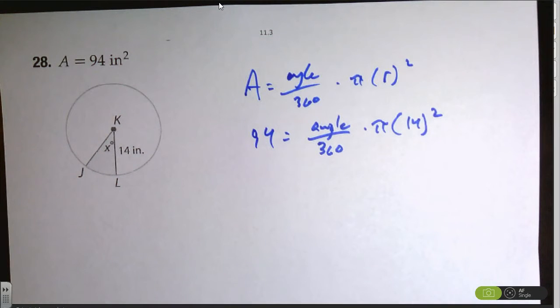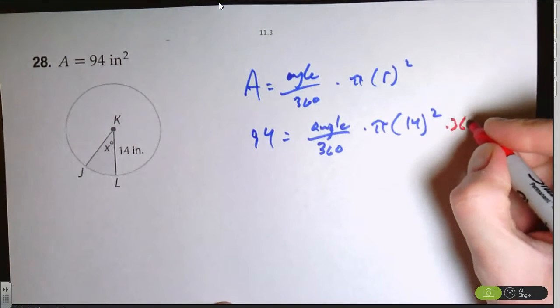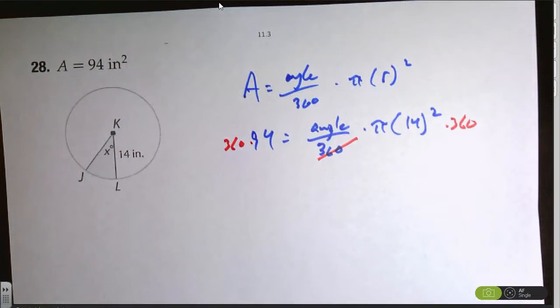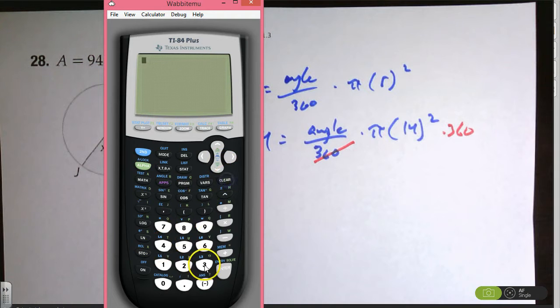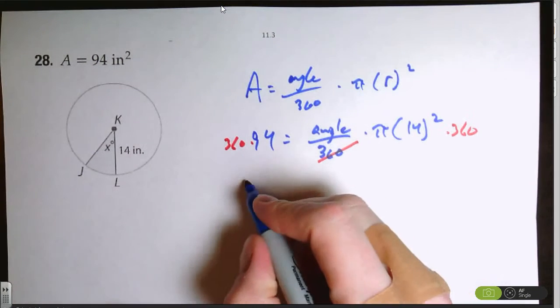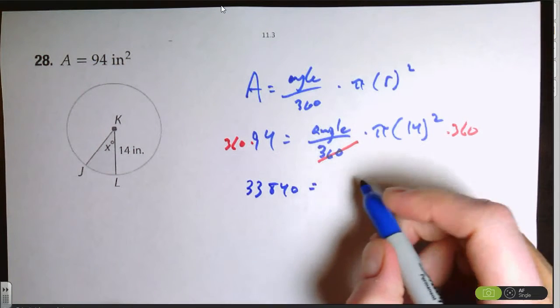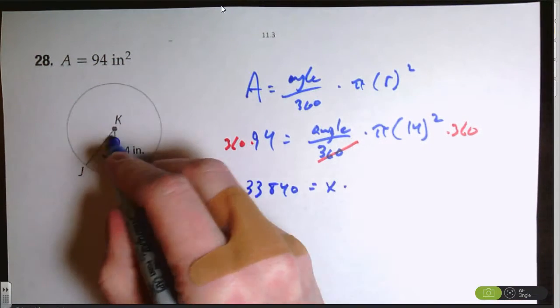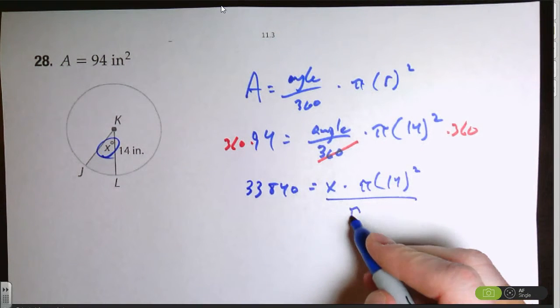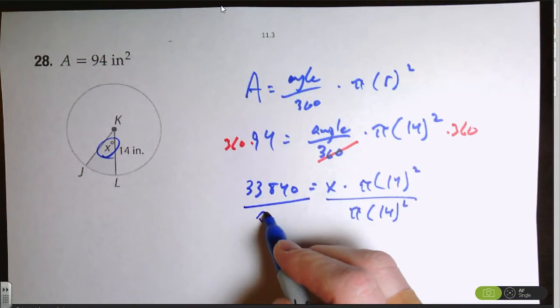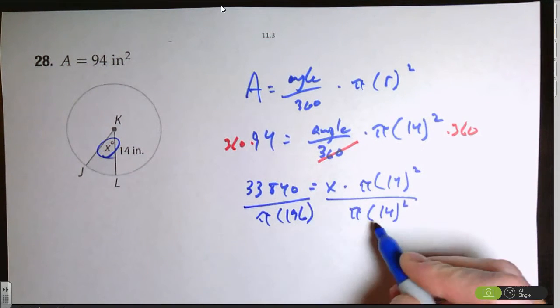Okay. Now for this, the first thing I would actually do is multiply both sides by 360 to cancel it off. Okay. So 360 times 94, which is 33,840, equals, I'm just going to call it x for the angle, pi times 14 squared. And then I'm just going to divide everything by pi times 14 squared, which 14 squared is 196.